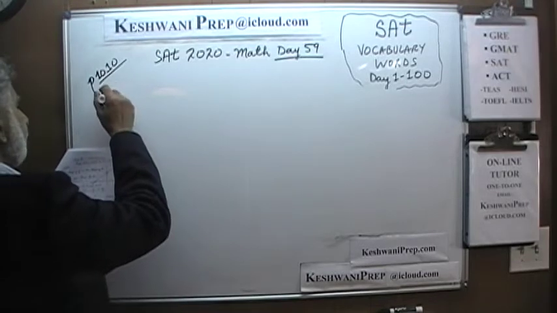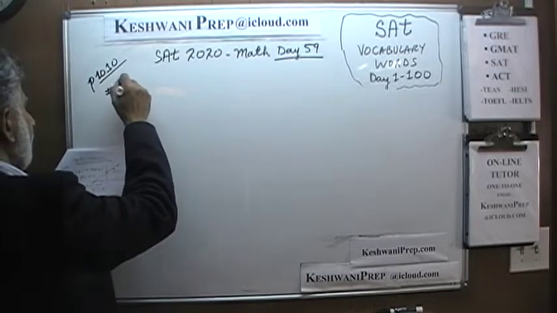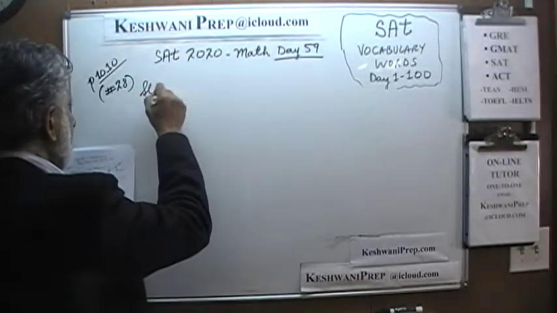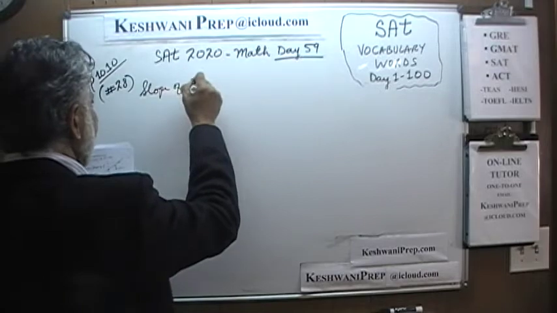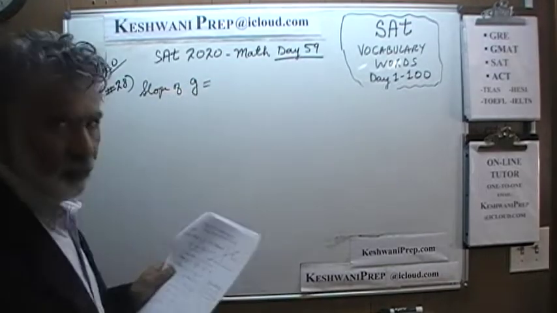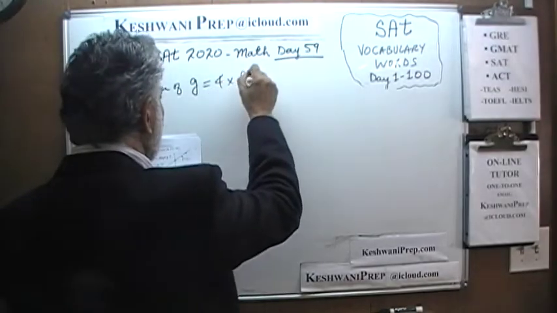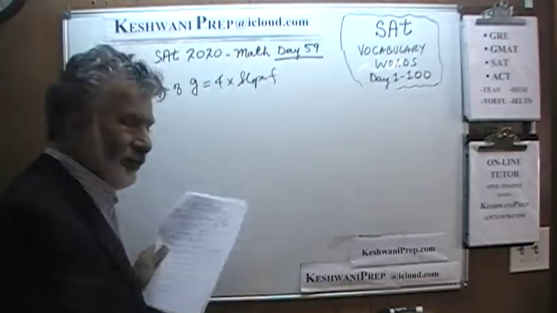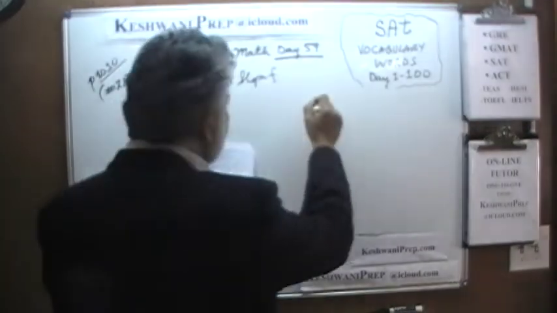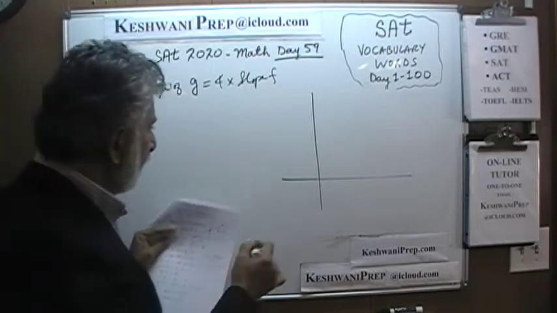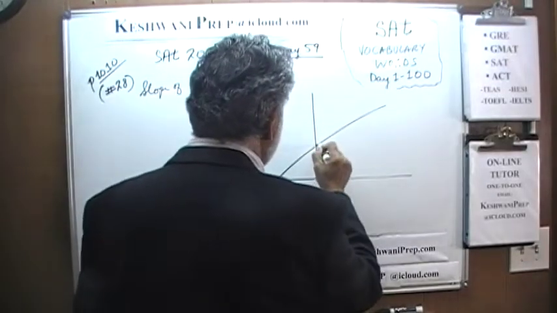Number 28. In number 28 we are told that the slope of function g, we have two functions f and g, is 4 times the slope of f. That's the first thing we are told. Second thing we are told is that for function f, we are actually given a graph. I'm going to reproduce it. Something like this.